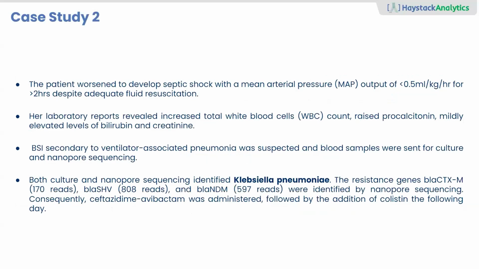The patient worsened to develop septic shock with fluctuating arterial pressures and resuscitation, a raised WBC count, raised procalcitonin, mildly elevated levels of bilirubin and creatinine, a secondary bloodstream infection, associated pneumonia, and suppressed blood pressure. Both the culture and nanopore sequencing grew Klebsiella. The resistance genes were blaCTX-M with 170 reads, blaSHV with 108 reads, and NDM with 597 reads. So we identified the resistance in nanopore sequencing, and the patient was administered polymyxin accordingly.